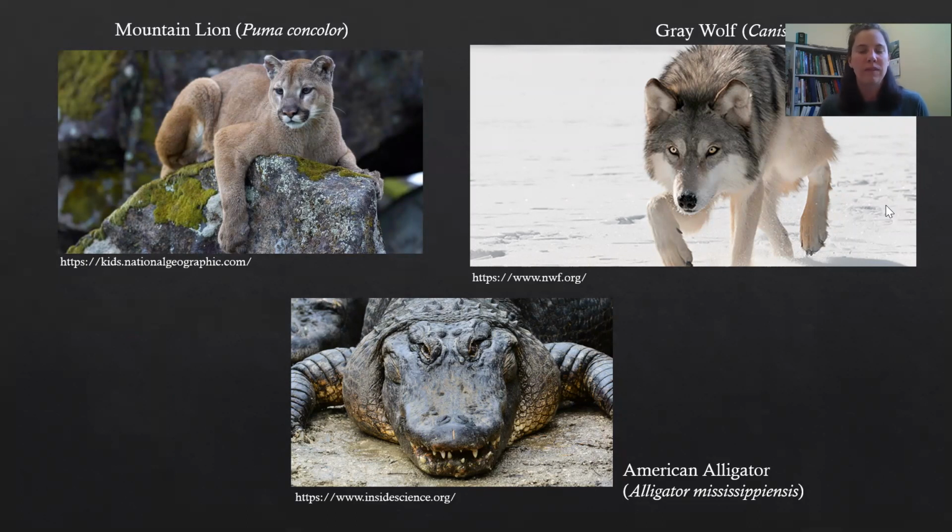A gray wolf is another example of a predator in the United States. Gray wolves are pack species. They hunt in packs, as opposed to mountain lions. And then the American alligator is another example. American alligators are solo hunters. They are a sit-and-wait type of predator, where they just hang out in the water really, really still until a prey swims by and they make their attack then.